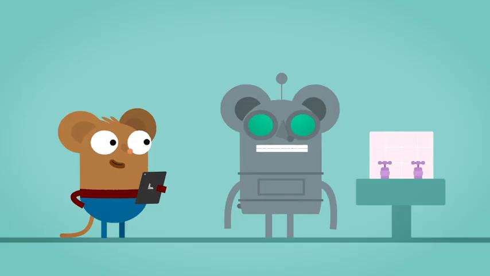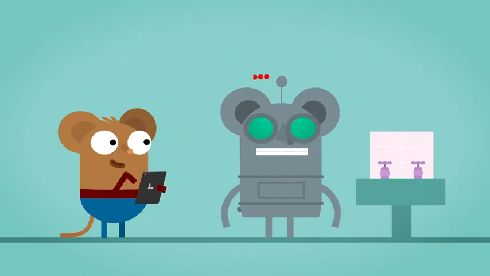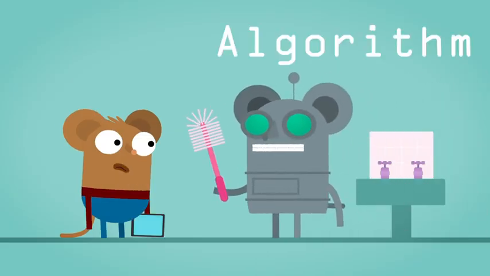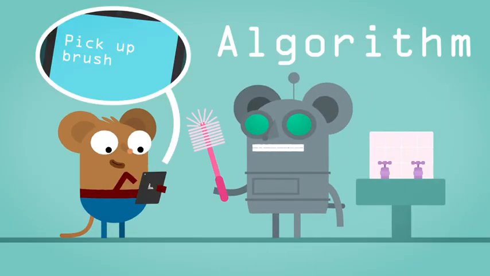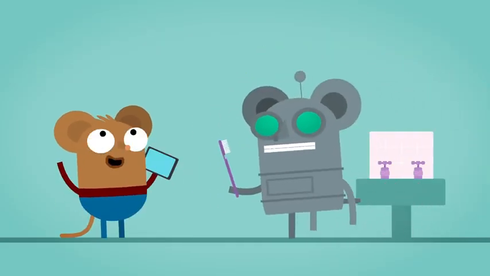If we want a computer to understand how to do something, we need to give it an algorithm. Pick up brush. Algorithm sounds like a big word, doesn't it? But actually, an algorithm is something very simple but important. Pick up toothbrush. An algorithm is a list of steps you give to computers to solve a problem or get something done.